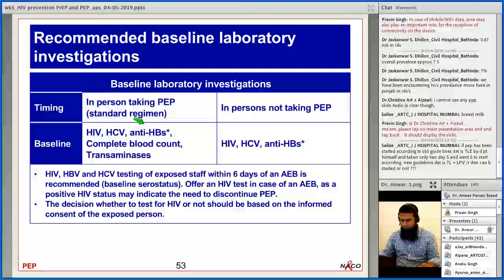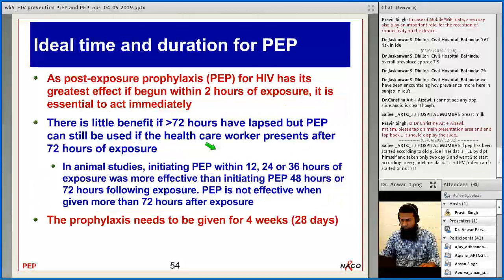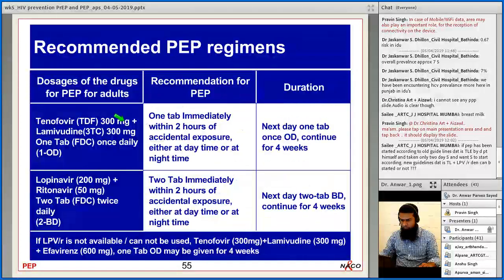Recommended baseline lab investigations in a person taking PEP: HIV, HCV, anti-HBs antigen, complete blood count, and transaminases. In a person who is not taking PEP, HIV, HCV, and anti-HB can be done. Ideal time and duration we just spoke about. Within the first 2 hours will be crucial. After more than 72 hours, no one knows the benefit. There is little or no benefit after 72 hours.